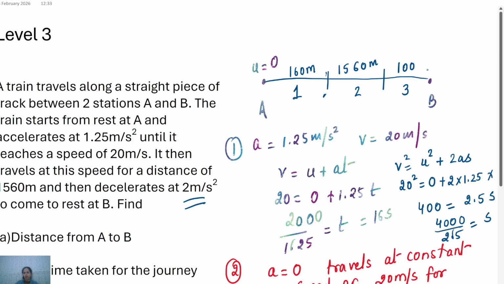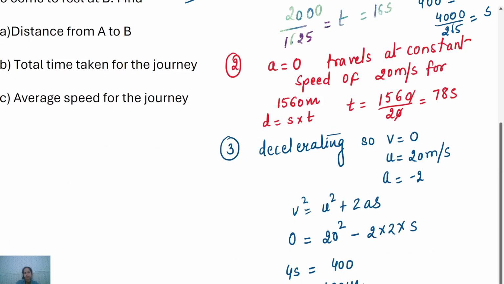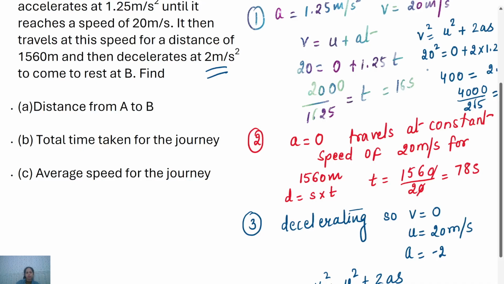So now, I hope I've done it correct. 400, yeah, that's right. So the total distance it takes to travel from A to B would be, how much do we calculate it for S? 160 plus 1560 plus 100. That is 1500, 1600, 1700, 1760, 1820. So 1820 meters.